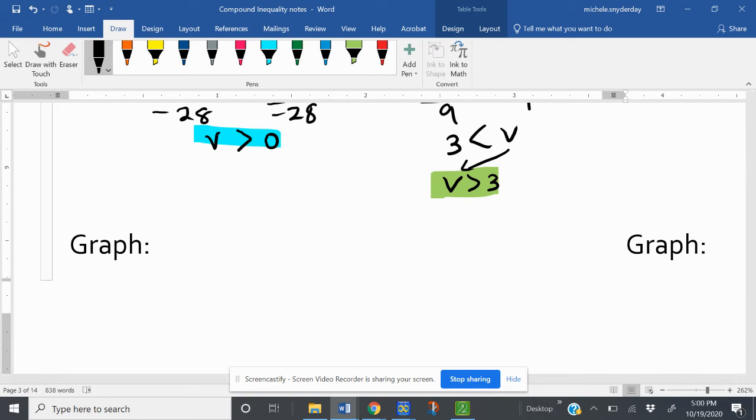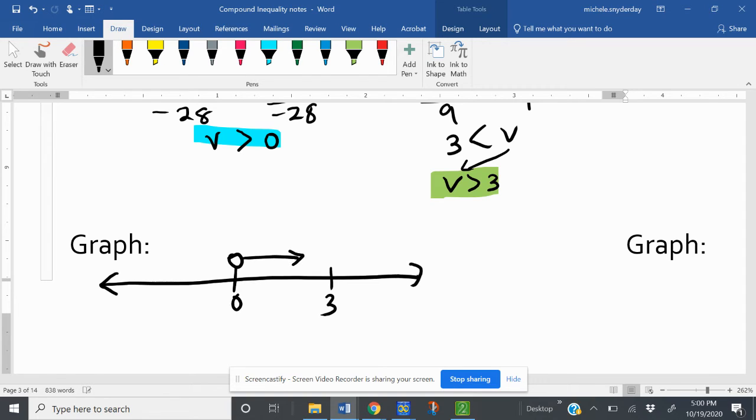So on a number line, we need 0 and we need 3. b is greater than 0, open dot, because it's not equal to, going towards the positive numbers. And b is greater than 3 is also an open dot, going towards the positive numbers.